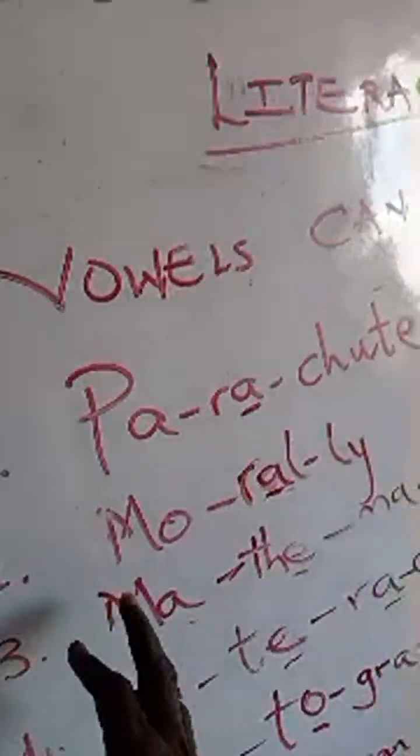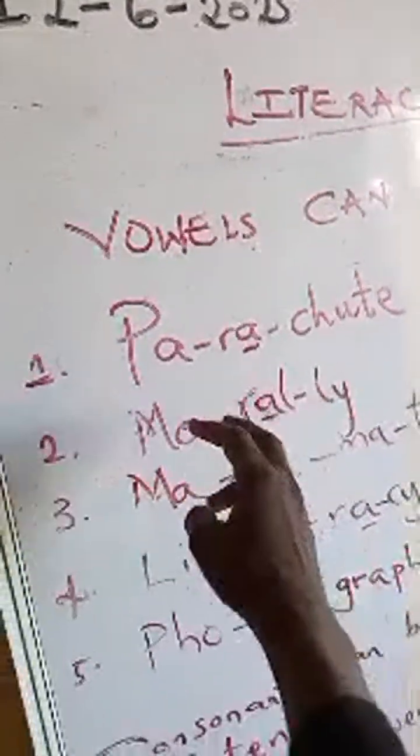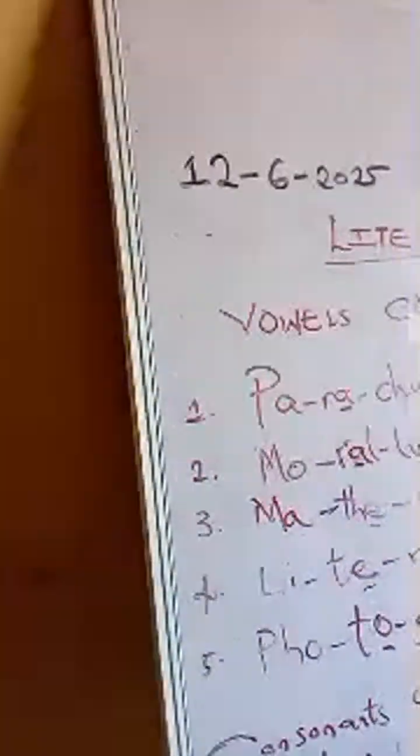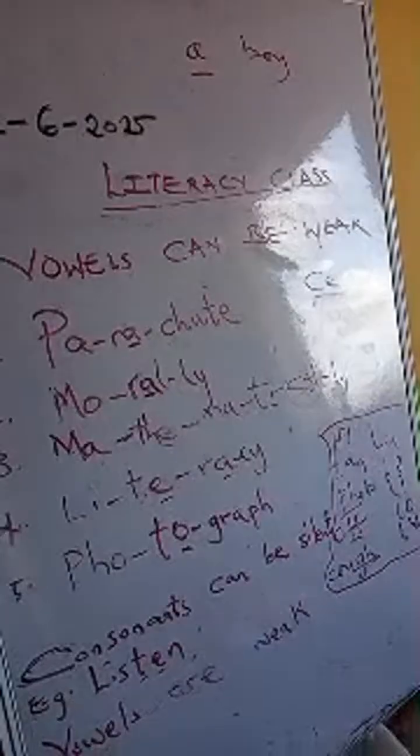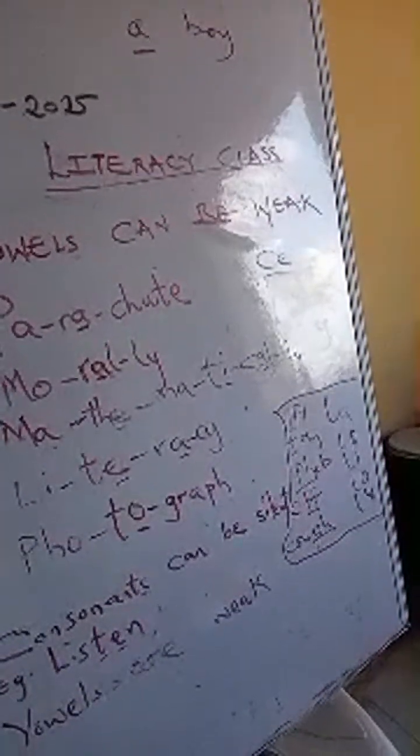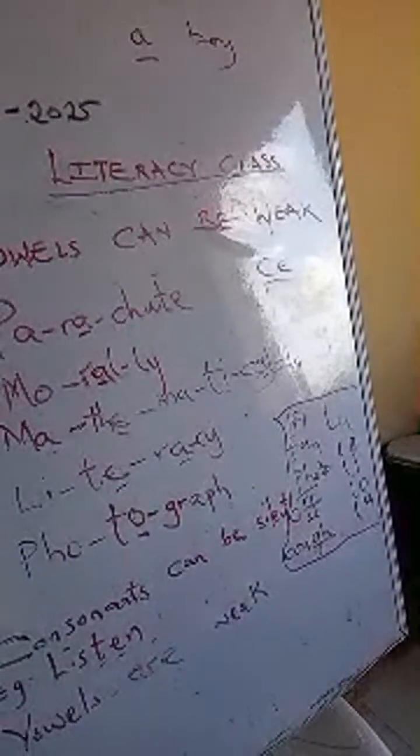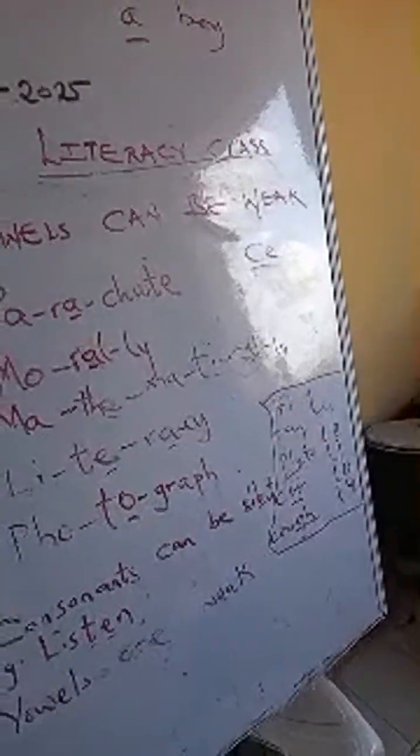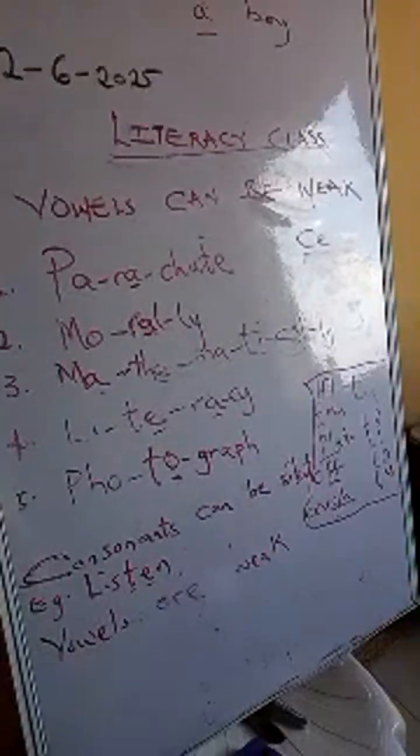Again, say parachute. Say parachute. Speak louder. The number 2. Again. Morally. The next one. Louder. Mathematically. The next one, number 4.